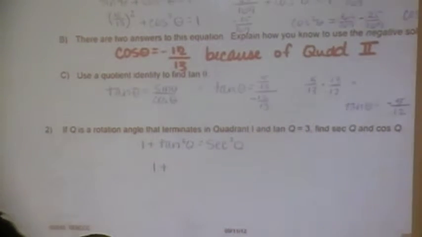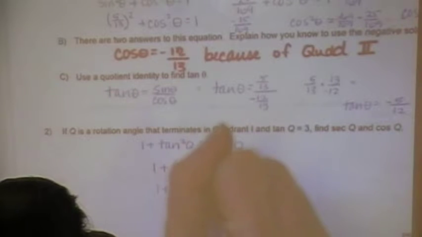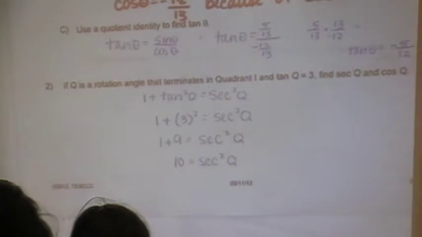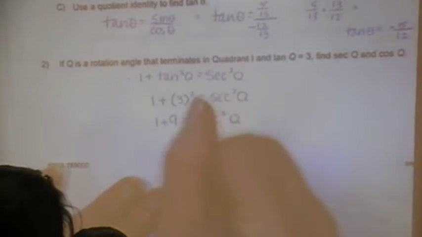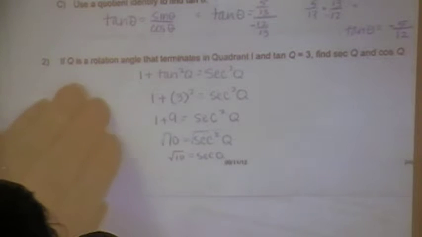So that's going to be 1 plus, I know what tangent of q is, it's 3. So it's going to be 3 squared equals secant squared q. So now I have 10 equals secant squared q, but I'm just looking for secant. So you're just going to take the square root of both sides. And I get secant of q equals the square root of 10. It's in quadrant 1, so it should be positive. Everything's positive in quadrant 1.